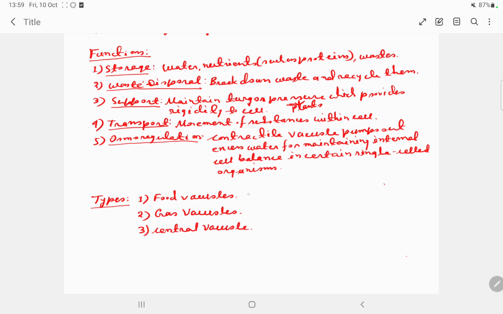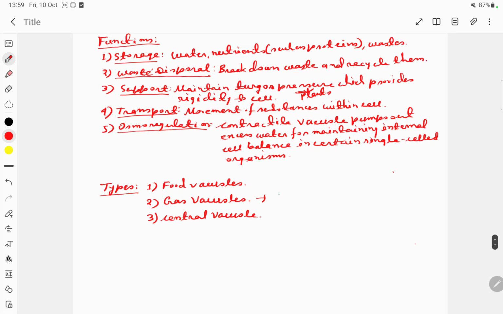Gas vacuoles are basically present in prokaryotic cells such as bacteria. These food vacuoles may be bound by a single membrane, but the gas vacuoles are formed by multiple vesicles and not a single membrane, and their main function is to store gas, and this storage of gas provides buoyancy.